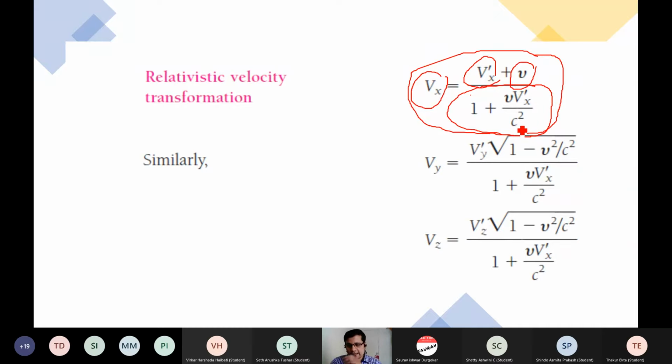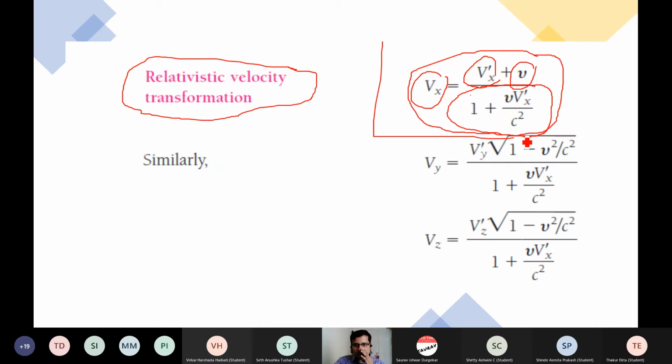So the classical addition rule has been corrected, as the relativistic addition rule, with the help of the Lorentz transformation equations, and you have this relativistic transformation equation. When something is moving in the positive x direction, you can calculate its speed relative to the stationary observer with the help of this particular formula.